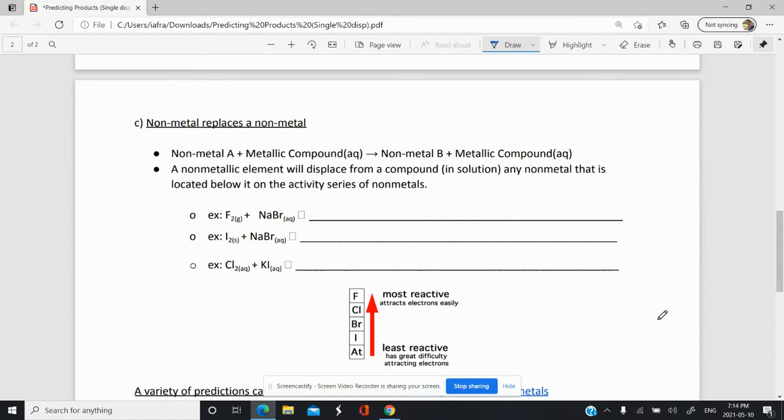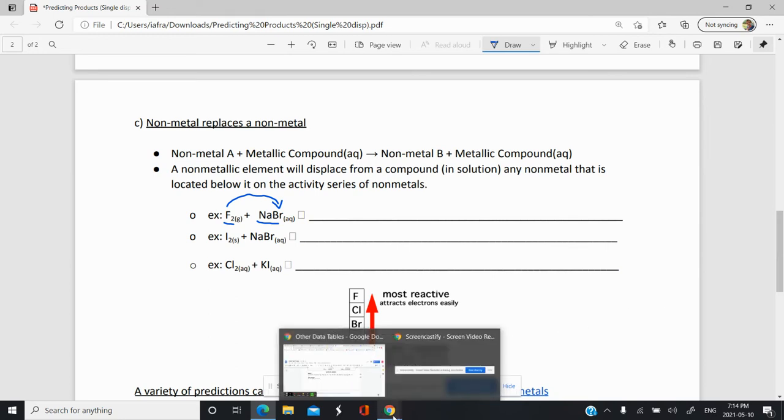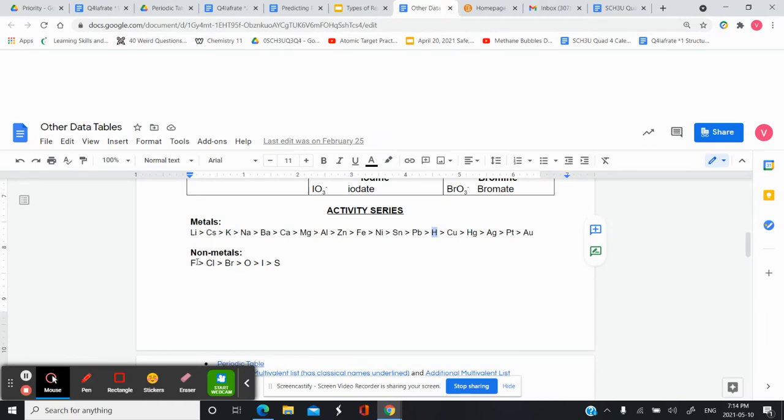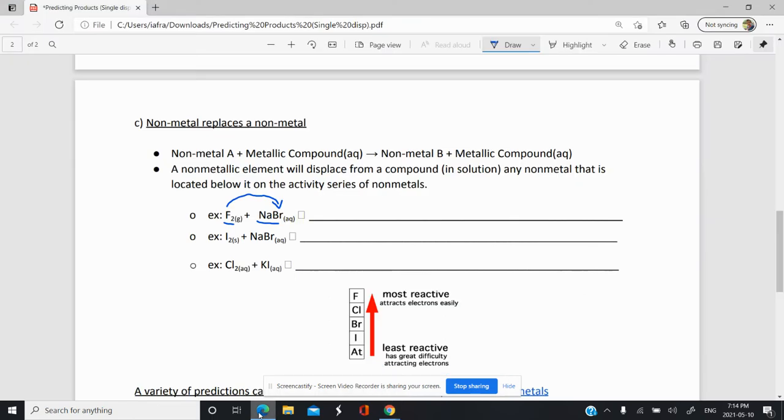So we're going to do an example where we have F2 reacting with NaBr. Now, because this is a non-metal, it's not going to kick out the metal, it's going to try to kick out the non-metal. As we know, the non-metal is more reactive the higher up it is in the periodic table in the halogens. But we'll just take a look here just to make sure. So fluorine is more reactive than bromine. So fluorine can kick bromine out of the compound. And so that's what's going to happen.